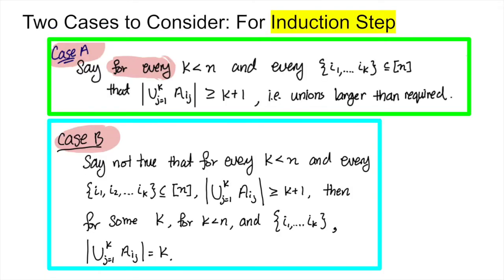For the induction step, there are two disjoint cases to consider. In the first case, it is true that for every k strictly less than n, the size of the corresponding union is greater or equal to k plus 1, which is larger than the requirement for Hall's condition. I mean, this makes it easier to prove. And the second case is that it is not true for every k strictly less than n that the size of the corresponding union is greater or equal to k plus 1. This basically means that for some k, the size of the corresponding union is exactly k.